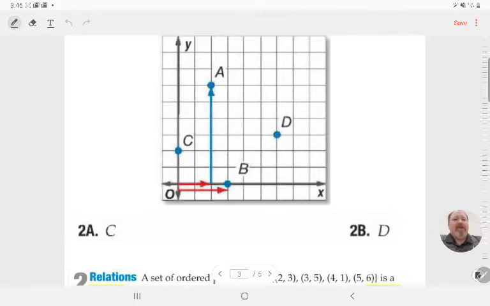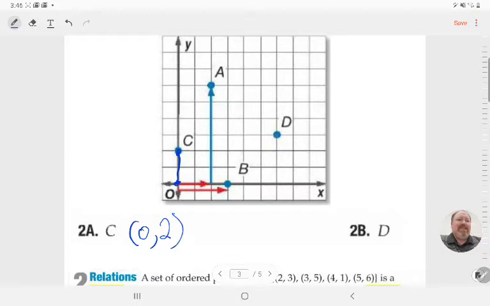Here we go. C, we start at the origin. We don't go left or right, so our x is going to be 0. And we go up 2 to C, so that's 2. So our point would be (0, 2).